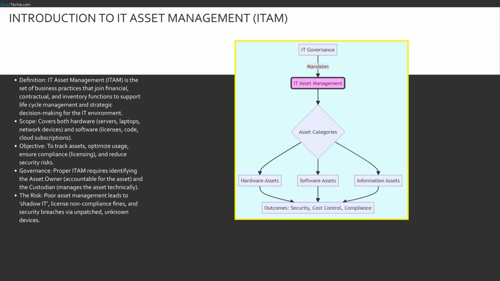This flowchart visualizes the ITAM structure. IT governance sits at the top, mandating the IT asset management program. This program splits into three main categories: hardware, software, and information assets. Notice how all three categories feed into the final outcomes: security, cost control, and compliance. If you neglect any category, you fail to achieve the outcomes.